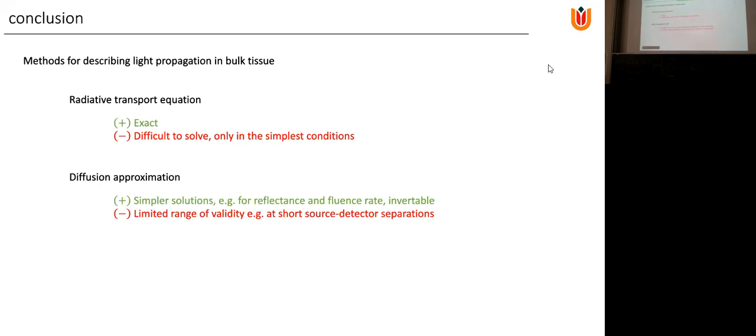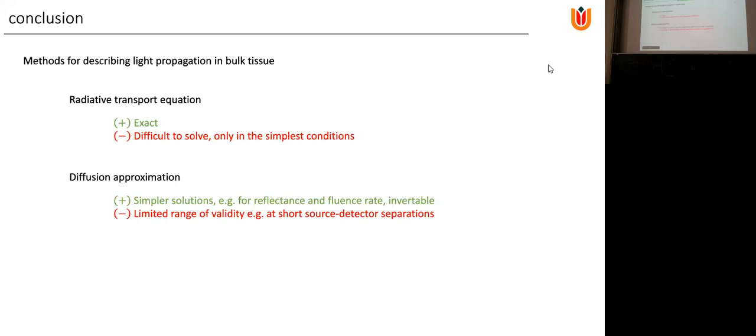Describing light transport in tissue, the radiative transport equation is exact. That's of course nice, but it's difficult to solve. It has 7 independent parameters, and you can only solve it in very simple conditions. The diffusion equation is much simpler. So you can get expressions like for reflectance, as I've shown you, and for fluence rate. You can invert it, so you can measure reflectance and then try to extract the optical properties of the tissue. That's also good, of course, if you want to do diagnostic applications.